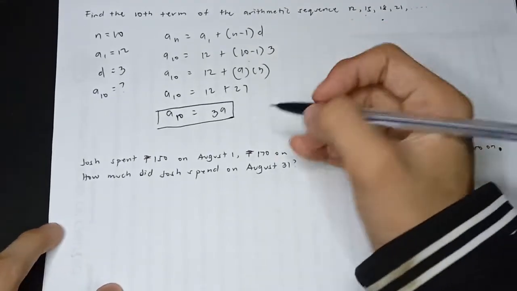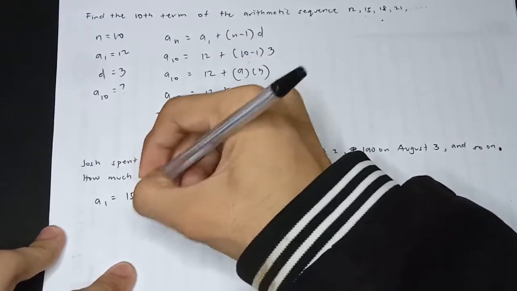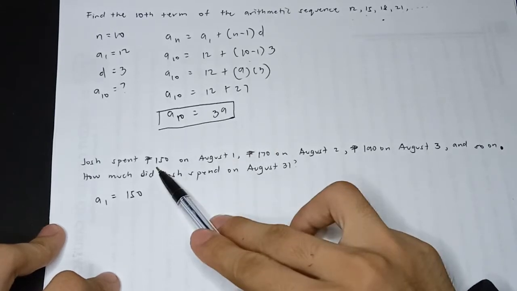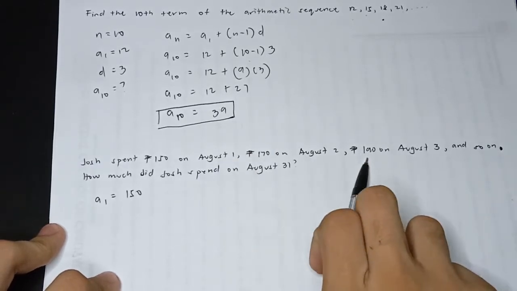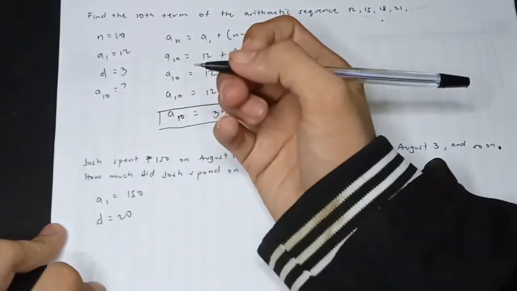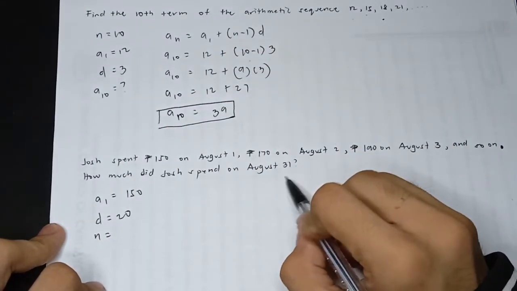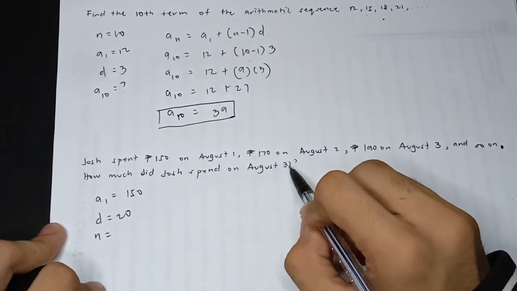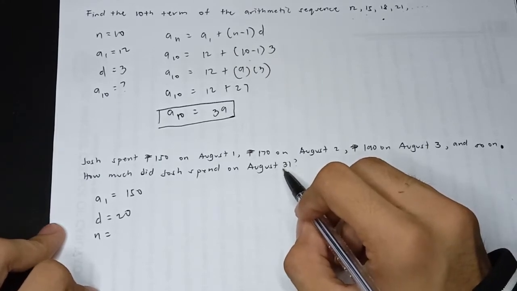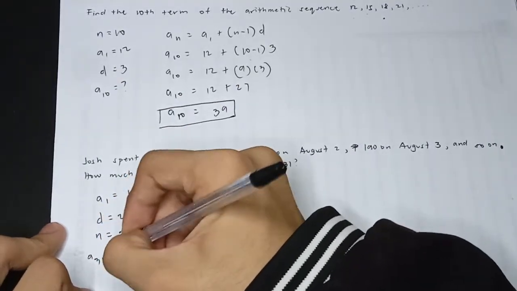Okay? So, meron tayong a sub 1, which is 150. Ang common difference natin, 170 minus 150 is 20. And 190 minus 170 is 20. So, ang common difference natin is 20. Ang n natin, August 31, ibig sabihin, sa pang 31. Pang 31, how much did Josh spend? So, ang n natin is 31. And ang a sub 31 natin is unknown.